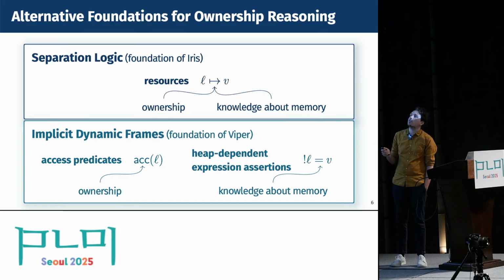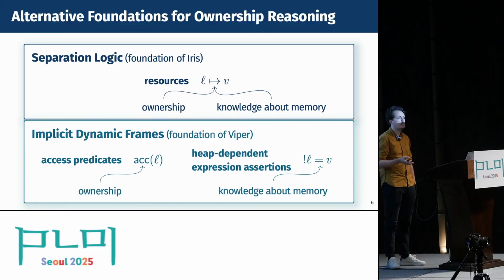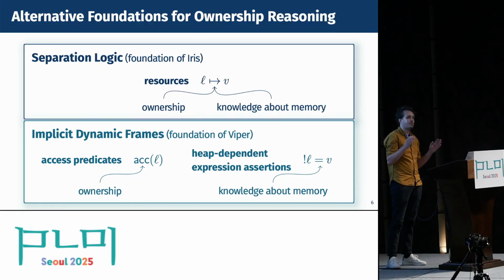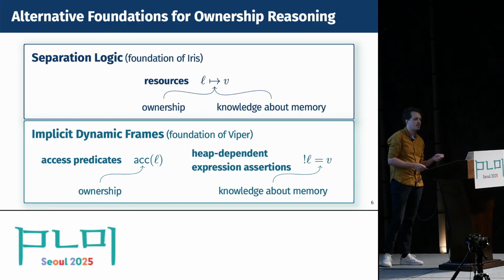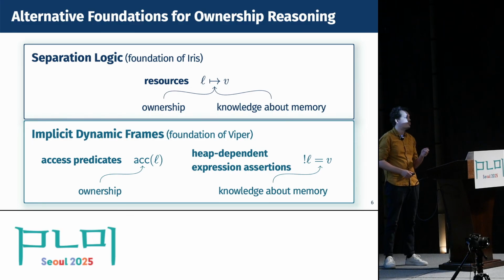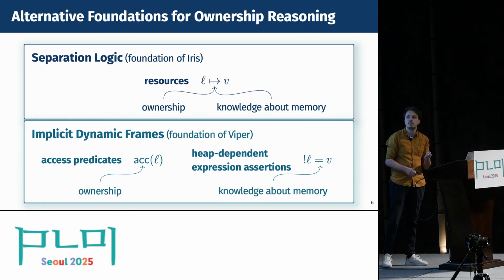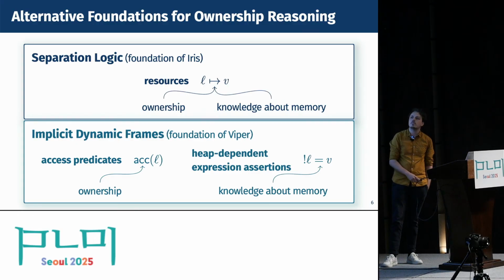In separation logic, we typically reason about resources, such as L points to V, which combine together ownership with knowledge about the contents of memory. In implicit dynamic frames, the foundation of Viper, these two are separate. We have access predicates to reason about ownership, and heap-dependent expression assertions to reason about the contents of memory using program expressions. And I want to focus on these heap-dependent expression assertions.